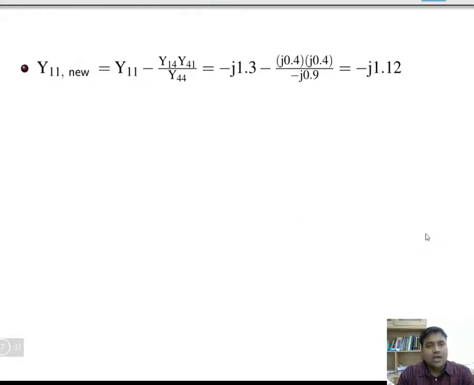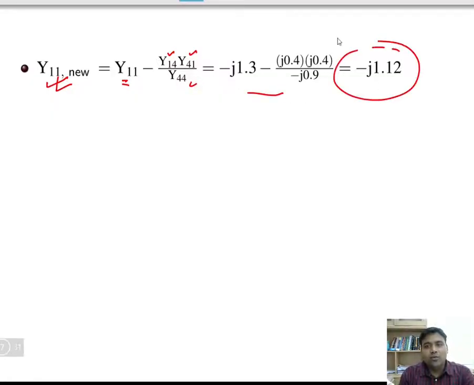So let us see how to obtain that. Y11 new, the first element we have to obtain, is equal to Y11 minus Y14 into Y41 divided by Y44. If we do that, we will find a value.